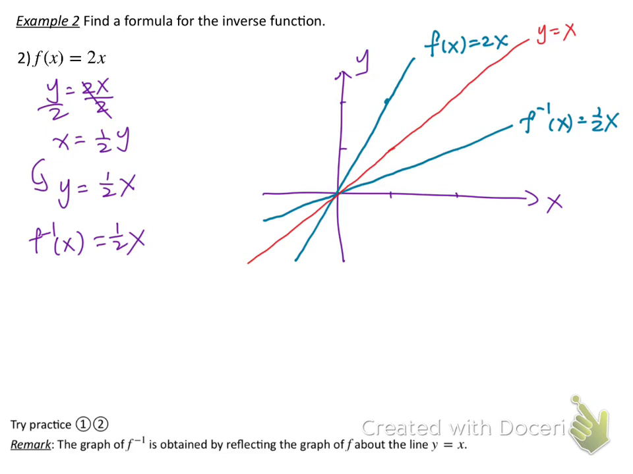Okay, as I put in the remark, the graph of f inverse is obtained by reflecting the graph of f about y equals x. So you can imagine you can take the whole coordinate plane up and flip it so that your y-axis goes to x-axis, x-axis goes to y-axis. You know, that's how you flip it. Meanwhile, the f function goes to f inverse function. Now you can try practice number 1 and number 2.